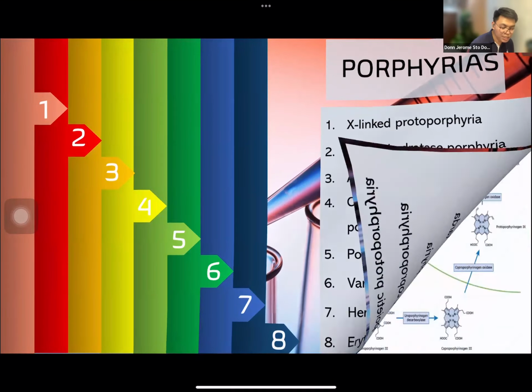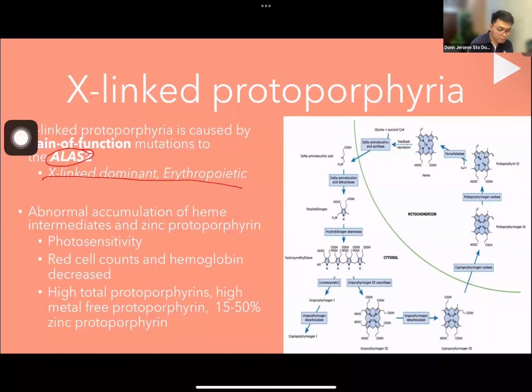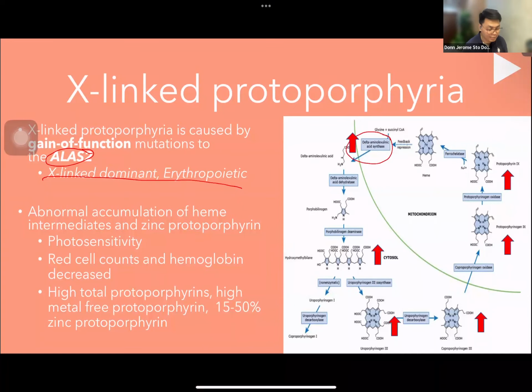First is X-linked protoporphyria. X-linked protoporphyria is caused by a gain of function mutation. When we say gain of function mutation, you upregulate the enzyme. You upregulate the enzyme ALAS2. This is X-linked dominant, primarily affecting the RBC, the erythrocytes. Since it's X-linked dominant, males are severely affected. As I mentioned, this is due to upregulation of your ALA synthase.